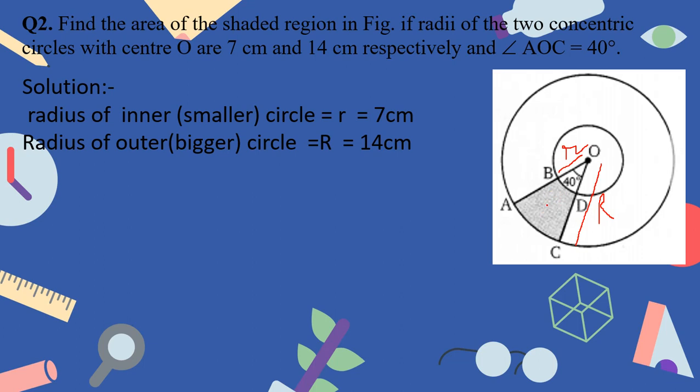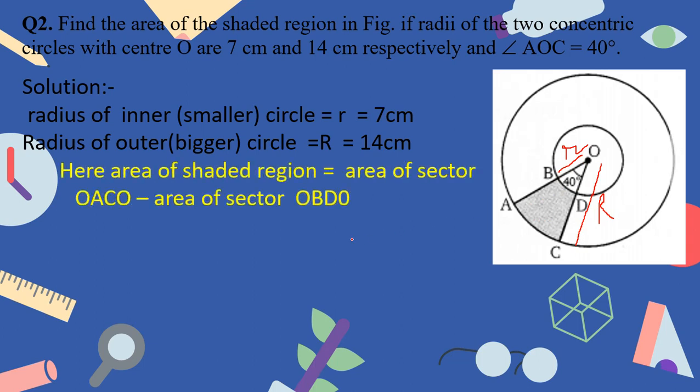So as we observe here, when we know the area of sector AOC, and from this area of sector AOC we subtract the area of sector BOD, we get the area of this shaded part ABDC. So let's start the solution.